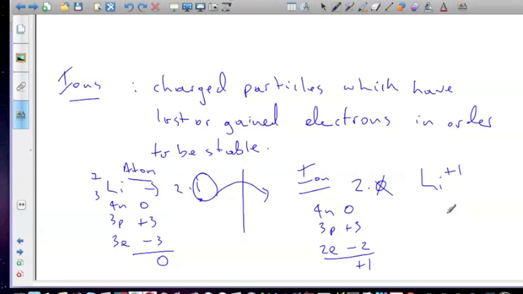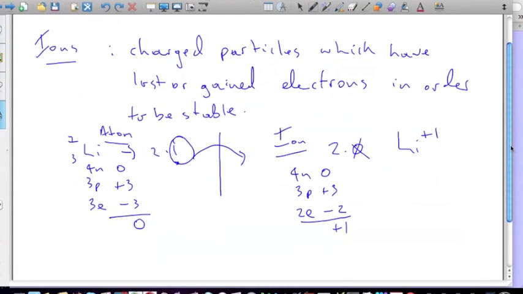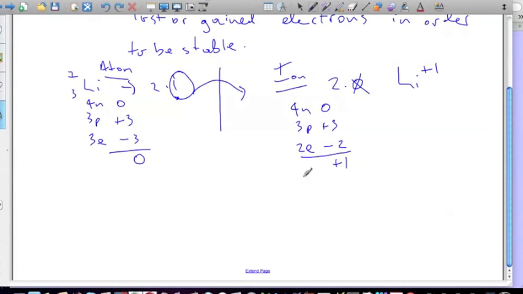Another way to consider that is if you say to yourself, right, well, the atom is neutral. In group 1, they're going to lose this outer electron. They're going to lose 1 electron, and that has a charge of -1. So 0 minus -1 is +1.